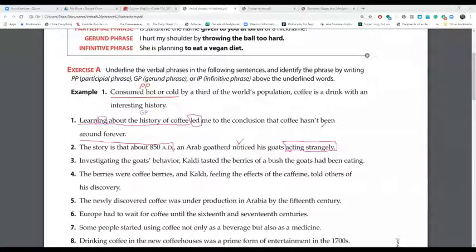Now, it ends in ing. Is this going to be a gerund or a participle? Is it modifying a noun? What is it modifying? It's modifying the word goats. So are goats a noun? Are goats a thing? Yes, they are. So if it's modifying a noun, it is a participle phrase. It's being used as an adjective. So in this case, acting strangely is a participle phrase.